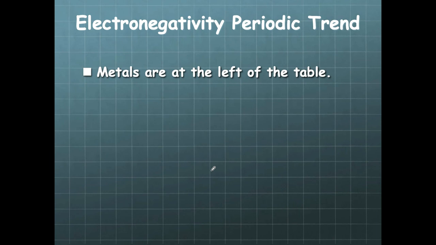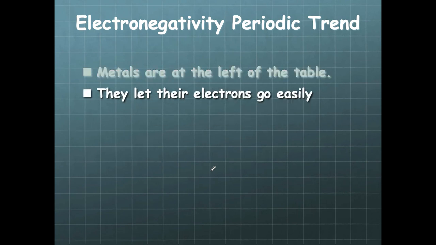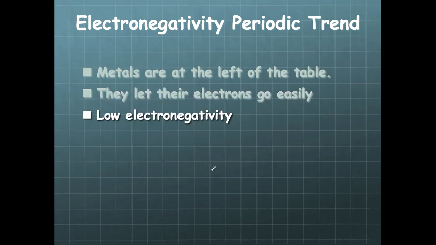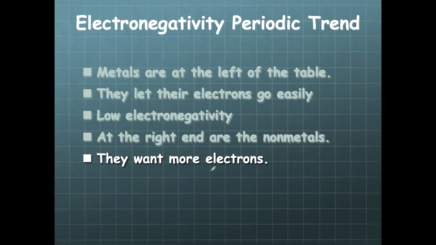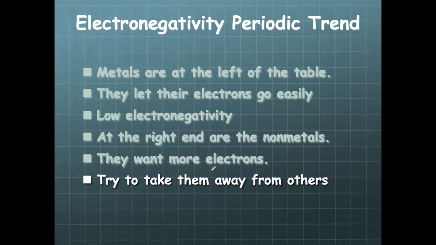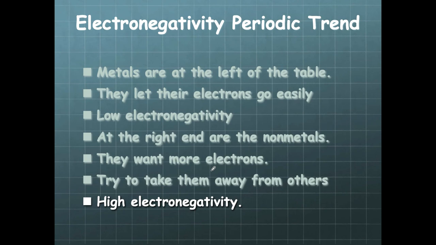So let's look at a few other scenarios. Metals are to the left of the periodic table, and they can form cations easily. That means they can let go of their electrons easily and therefore would have a low electronegativity. And at the right end are the nonmetals, and they want to gain electrons to form an anion, and therefore they would try to take them away from others and would have a high electronegativity.